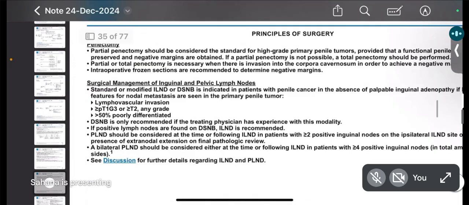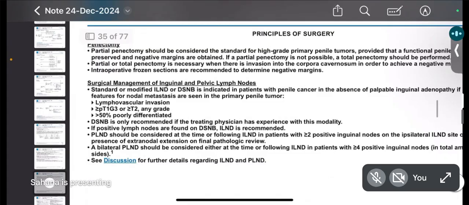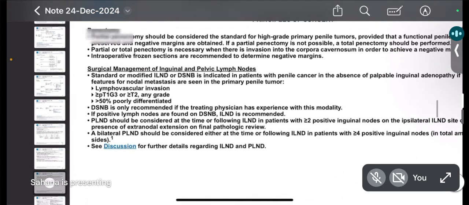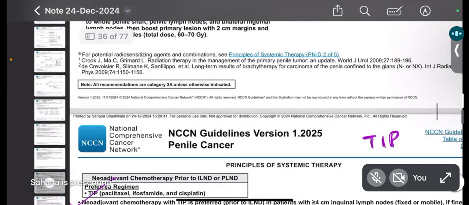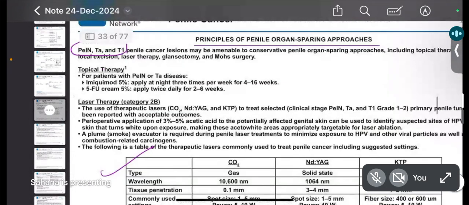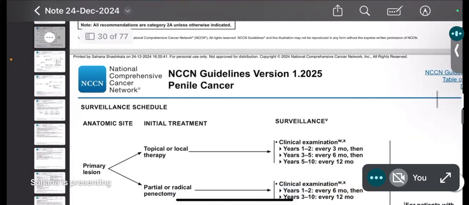SLNB is indicated in N0 if high risk features of nodal metastasis are present. That is more than T1B, lymphovascular invasion, and more than 50% poorly differentiated. Then the templates here they have not given, but this is from my slides I had prepared, and in our hospital we follow Catalonazole for staging, and for completion we will go till Sartorius. That's all. Okay.